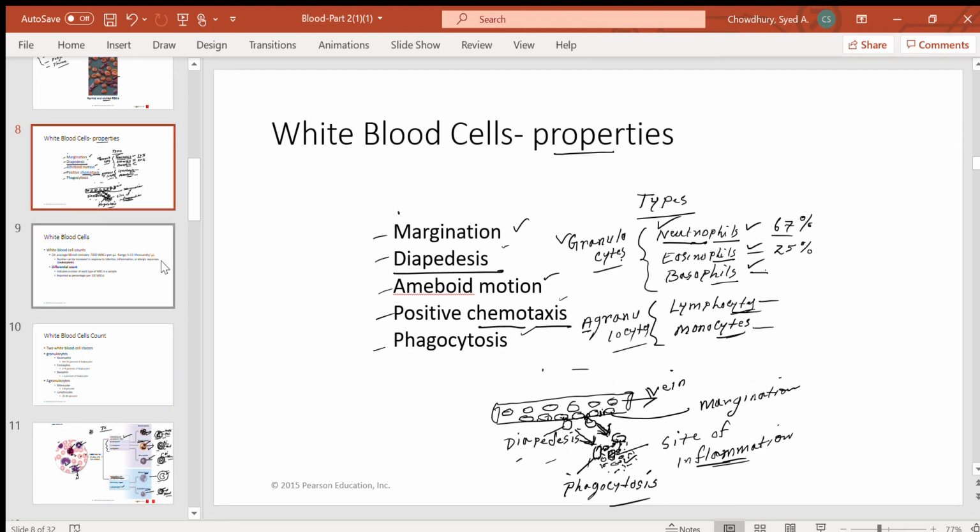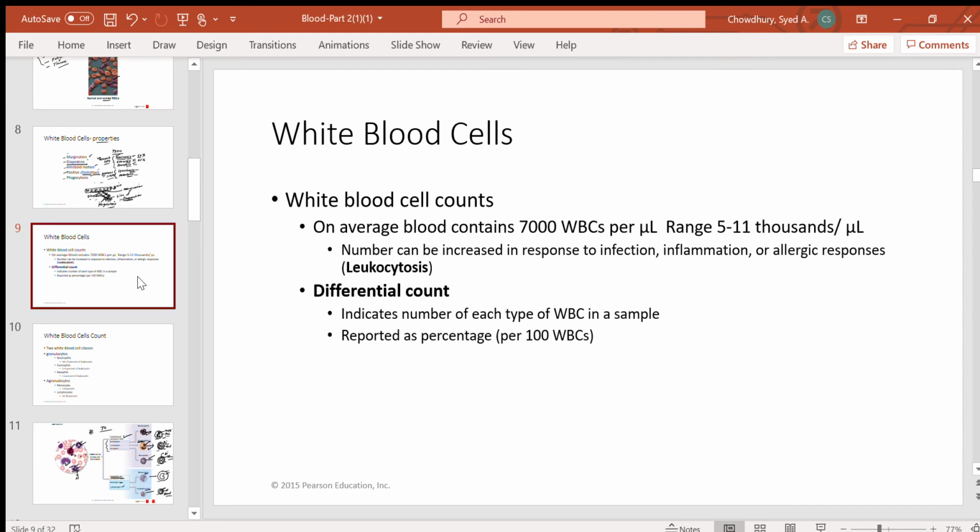So you must remember and know how to explain them. I mentioned before that the count of white blood cells here says 5 to 11, but in most places you'll see 4 to 11 thousands per microliter. This is the actual range of the white blood cells, thousands per microliter, 4 to 11.